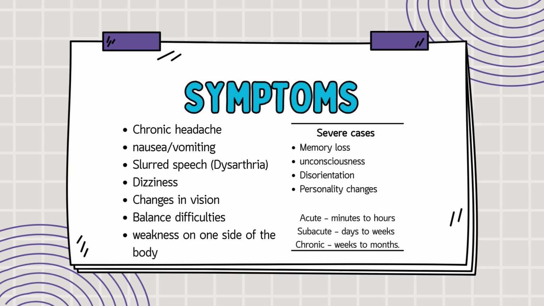These are usually seen in older adults who are 65 plus that either fall and don't remember, or have something like lung disease that they see more present down the road. But overall, there's chronic headache, nausea and vomiting, slurred speech, dizziness, changes in vision, balance difficulties, and weakness on one side of the body. In the severe or acute cases, there's usually memory loss, unconsciousness, disorientation, and at times personality changes.